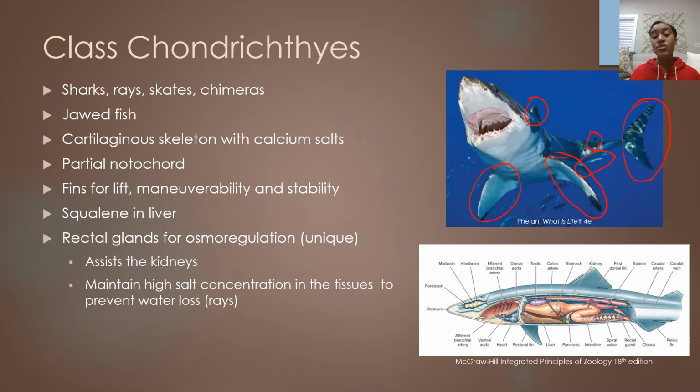Now, this doesn't apply to all chondrichthyes. There are some that maintain a high salt concentration within their tissues to prevent water loss, and some rays will do this so that they can keep the amount of water maintained in their tissues and don't basically dry out. They'll just keep a whole bunch of salts in their tissues, hoping that the water from the environment will move into the tissues, because the salt concentration in the tissues is higher than that of the surrounding water.